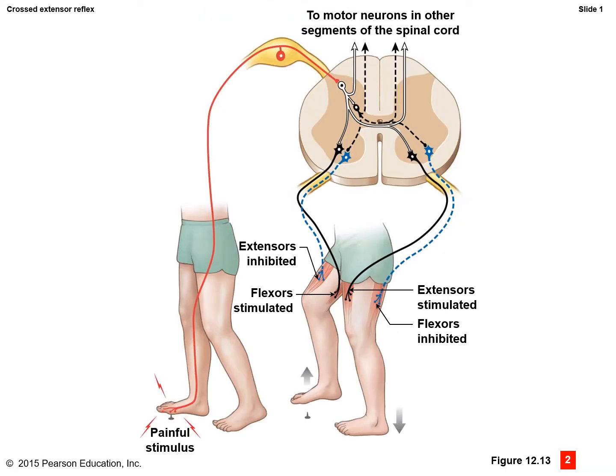So here we can actually see that crossed extensor reflex in action. I have a painful stimulus where I step on a tack. That's going to activate the afferent neurons, go into the posterior gray horn to innervate with the interneuron. The interneuron is going to form a multitude of connections. It will activate the affected foot, in this case the right foot, the foot that the person is stepping on the tack with. It's going to activate the flexors and inhibit the extensors in order to pull the foot away.